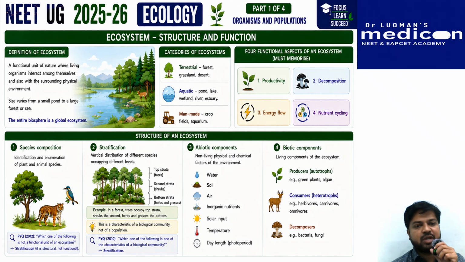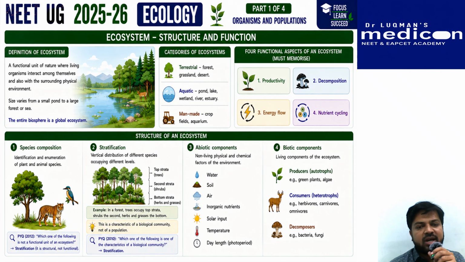Strata means a level actually. Top strata is trees, second strata is shrubs, and bottom strata is herbs and grasses. For example, in a forest, trees occupy the top strata. This is a characteristic of a biological community, not of a population. You have to understand this one, okay? And compare each point with the previous year questions.